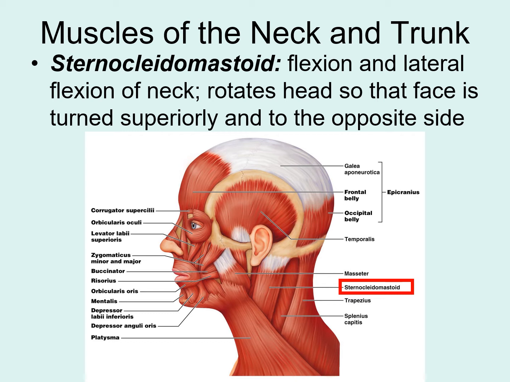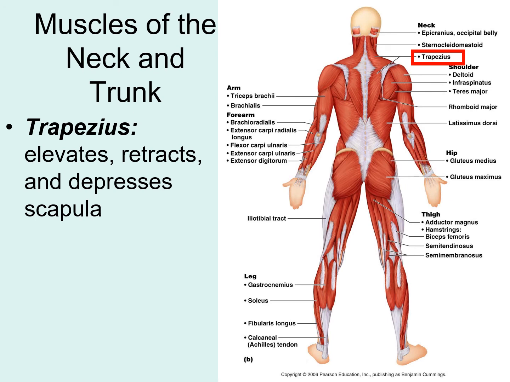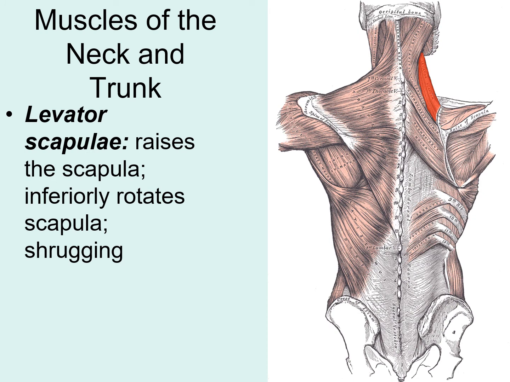Sternocleidomastoid. This muscle is involved with flexion and the lateral flexion of the neck. It's going to help rotate the head so you can turn that face upward into the opposite side. If we move on to the muscles of the neck and trunk, the trapezius is going to be moving the scapula. It helps to elevate it, retract it, and then depress it. The levator scapulae raises that scapula up. It's going to rotate it inferiorly, like when you shrug. That's going to be the muscle involved.